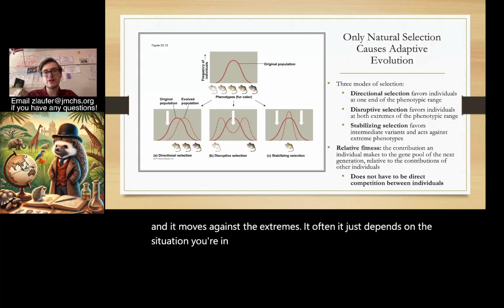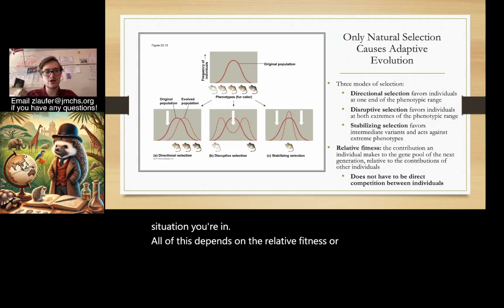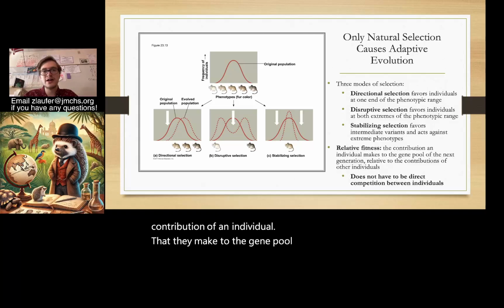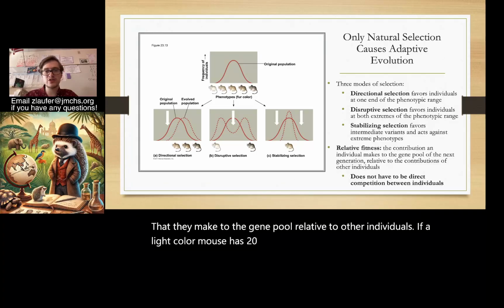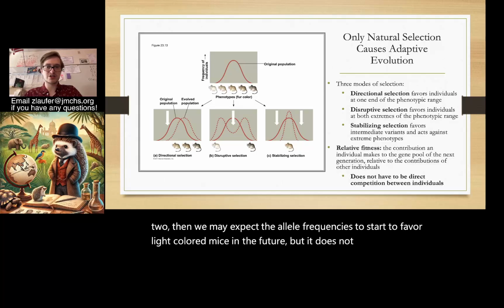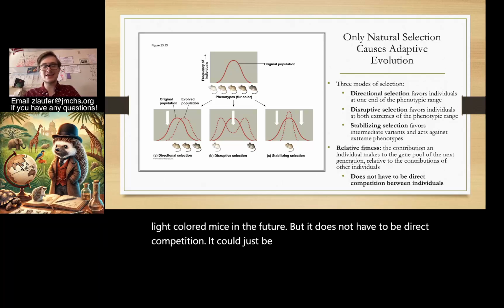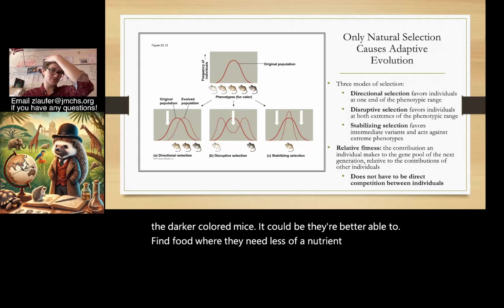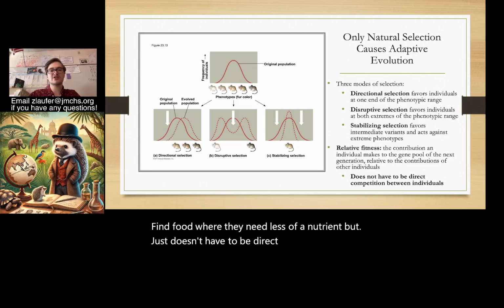All of this depends on the relative fitness, or the ability or contribution of an individual that they make to the gene pool relative to other individuals. If a light color mouse has 20 kids and a dark color mouse only has 2, then we may expect the allele frequencies to start to favor light colored mice in the future. But it does not have to be direct competition. It could just be that the light mice get eaten less than the darker colored mice. It could be they're better able to find food or they need less of a nutrient, but it just doesn't have to be direct competition. They may not interact directly at all.